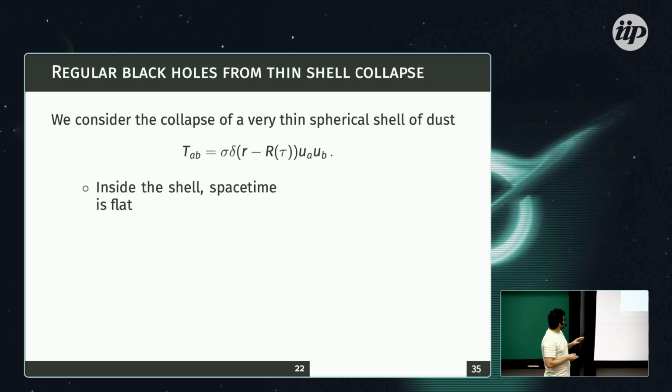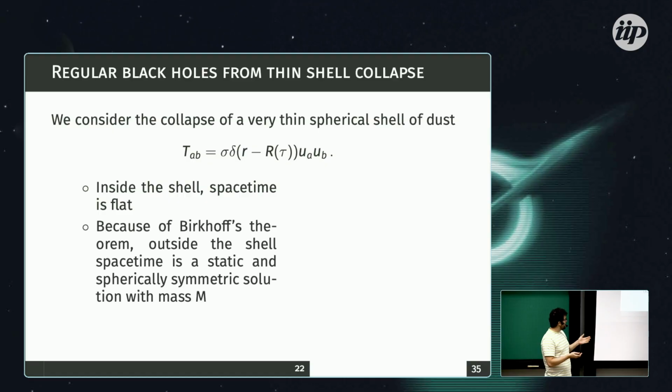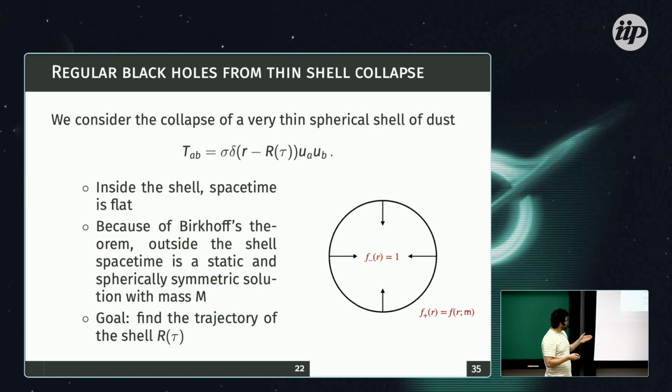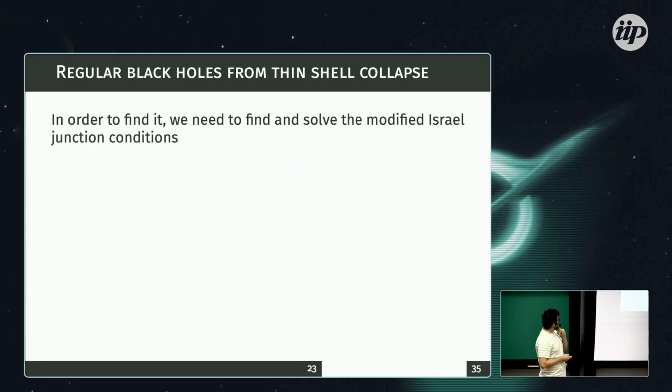Okay. So inside the shell, we have a flat space-time. Outside the shell, because of the Birkhoff theorem, we have our static and spherically symmetric solution. And what we want to find is the trajectory of the shell, the coordinate radius of the shell as a function of the proper time of the shell. So there will be some evolution. But in order to address that, we actually need to find the Israel junction conditions for these theories, which is a complicated problem.